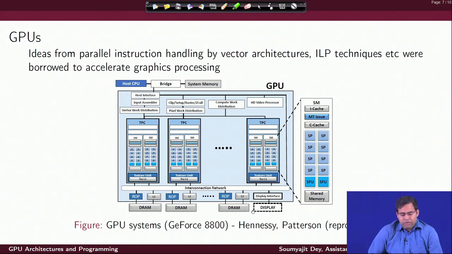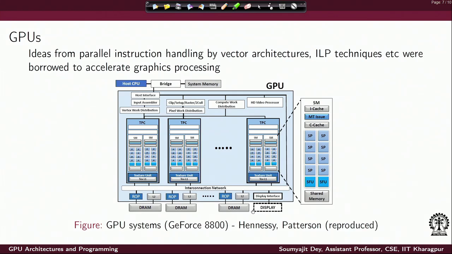With this background on vector architectures, let's have a look at GPUs and their basic architecture. This idea of parallel instruction handling by vector architectures, as well as the earlier well-known instruction level parallelism techniques, were borrowed in the domain of graphics processing units, first to accelerate specific graphics workloads, and then, as we know, it was found that they can accelerate most general purpose data parallel workloads also. This is a snapshot of a sample GPU system, one of the earlier ones, the basic block diagram of the GeForce 8800 processor.